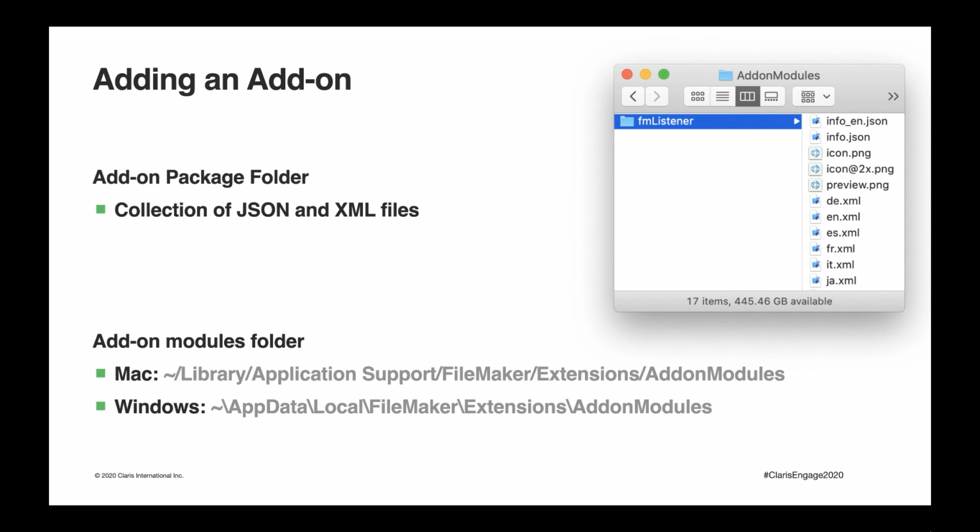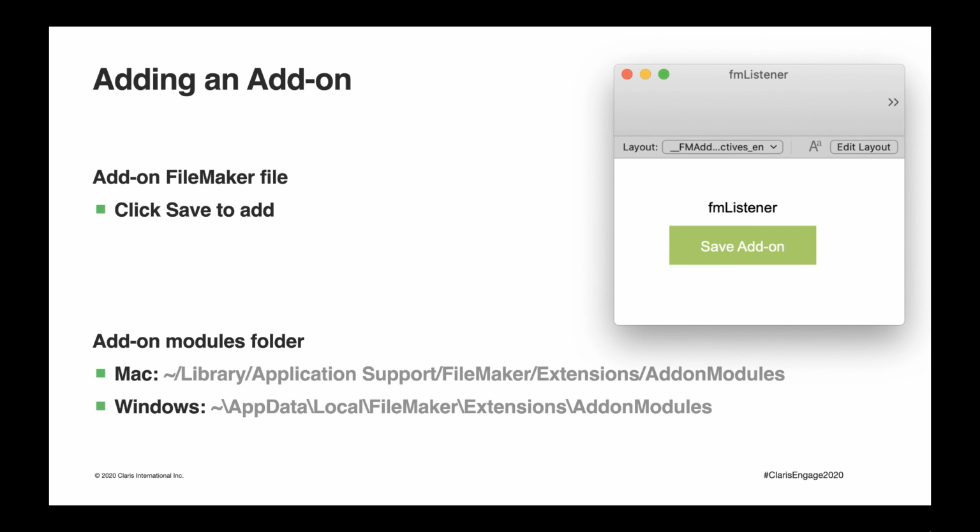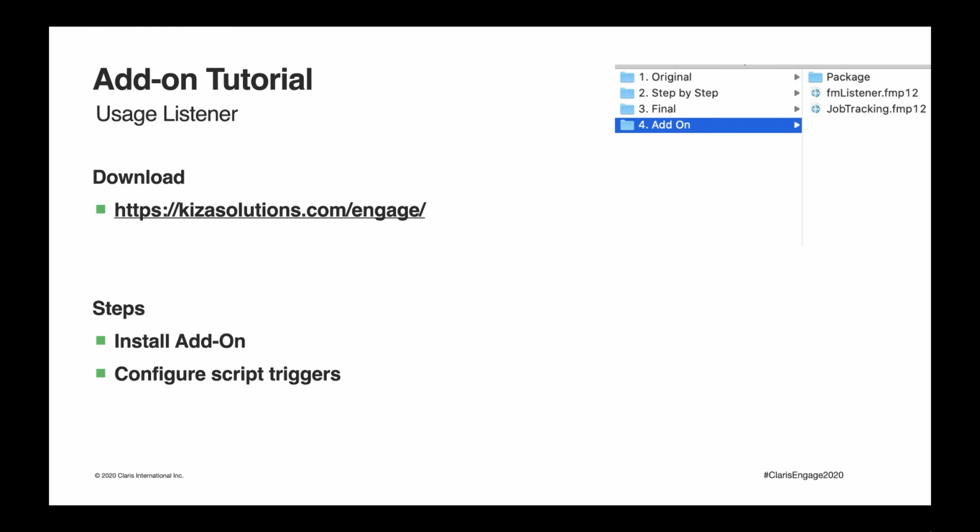To make our Usage Listener add-on module available to use in FileMaker Pro, we simply drag and drop our downloaded add-on package folder into the add-on modules folder and restart FileMaker Pro. You notice that the folder is just a collection of JSON and XML files. That's all you need to add an add-on. Another method will be opening our FileMaker Setup app and simply click Save Add-on. This will automatically add the Usage Listener add-on package into the respective Mac or Windows add-on modules folder. Once done, restart FileMaker. Next, we'll show you a step-by-step video tutorial how to add Usage Listener add-on into any FileMaker solution.